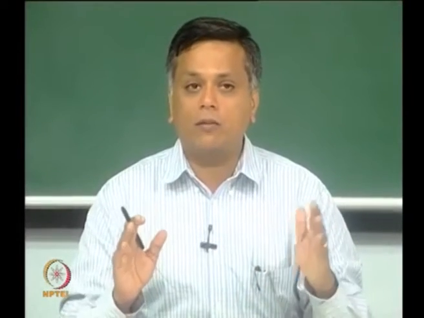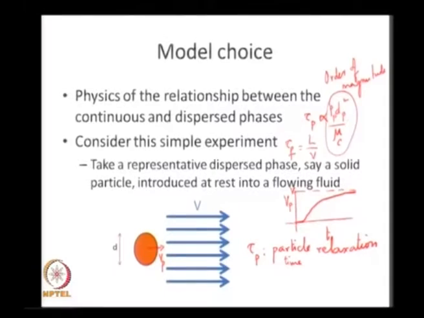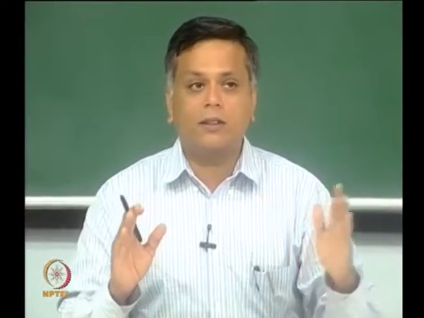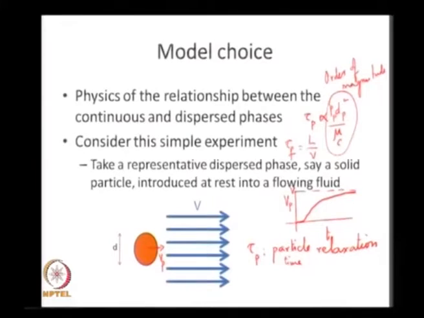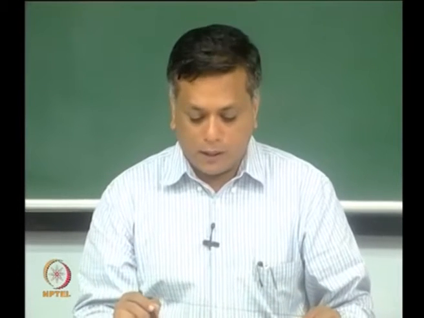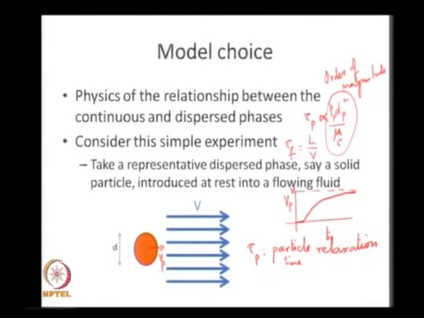to my L over V, which is the time residence time itself, then it will never reach equilibrium locally at every point. So, this rho p dp squared by mu c is a time and L over V is another time. The competition between these two times tells me whether I should use mixture model or not.